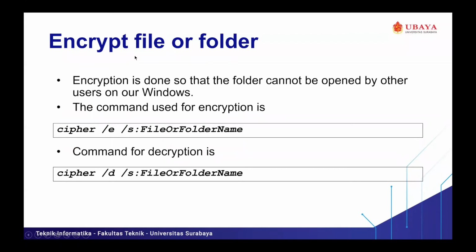So, encrypt a file or folder. Encryption is done so that the folder cannot be opened by other users on our Windows. The command used for encryption is cipher /e /s: file or folder name. So if we want to encrypt our folder, you can just use cipher space /e space /s: file or folder name. And the command for decryption is cipher /d /s: file or folder name.